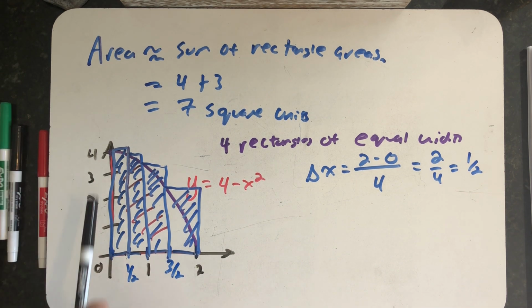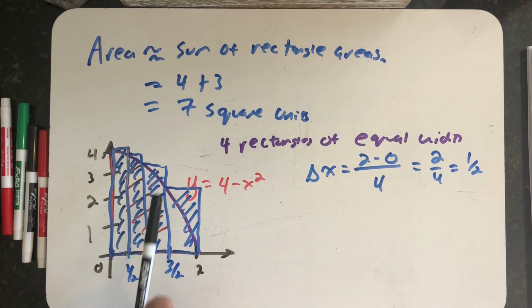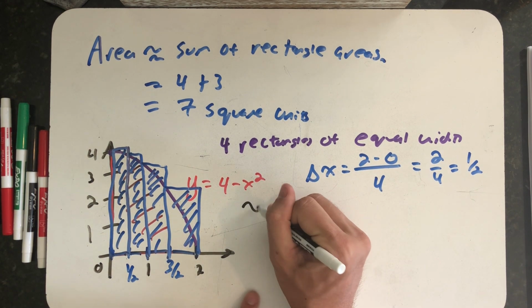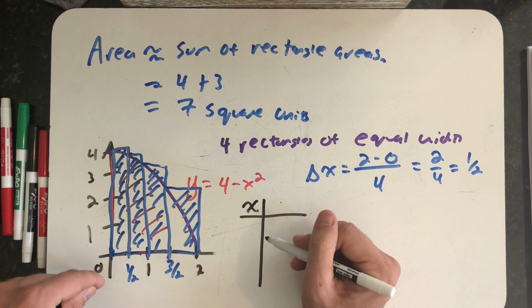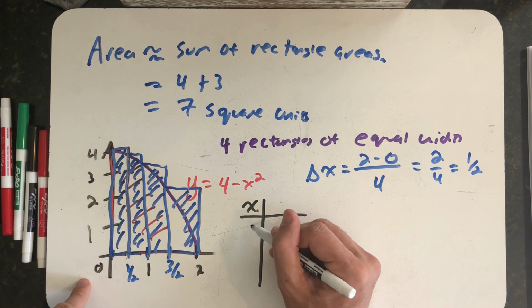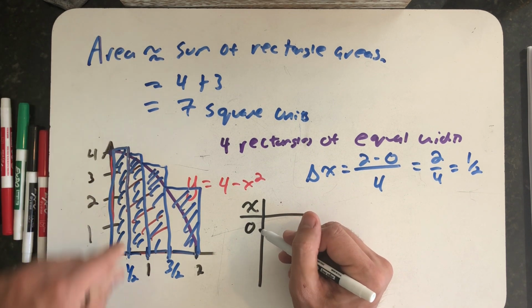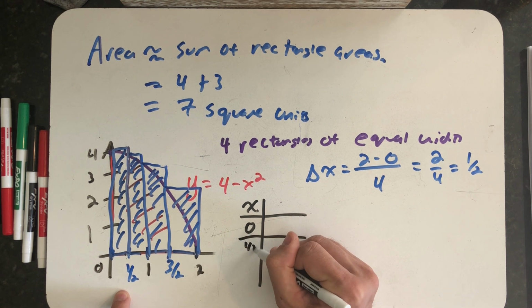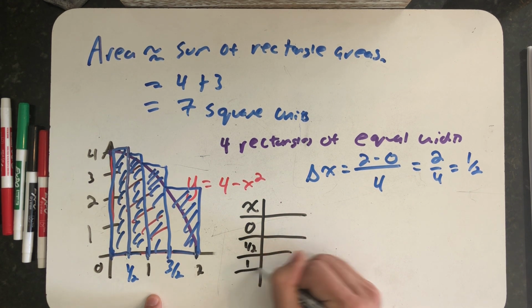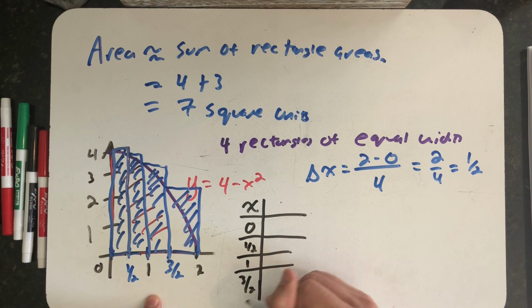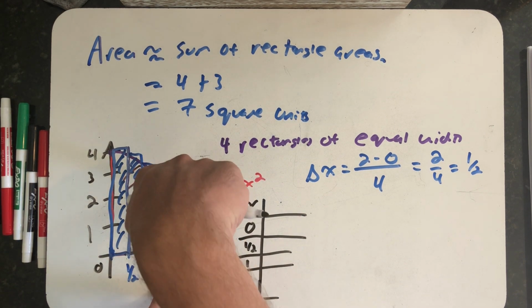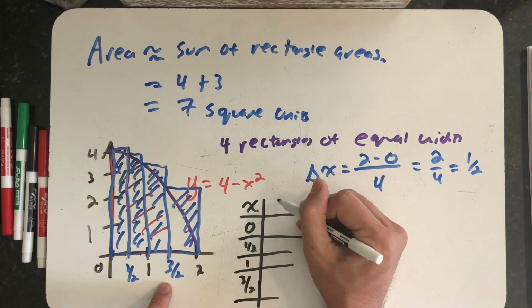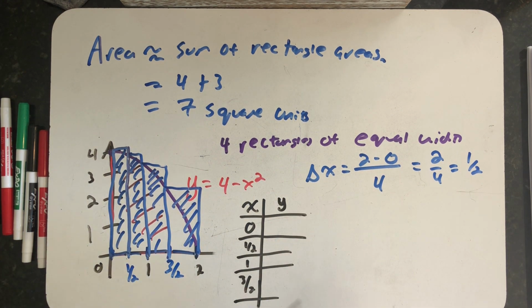So the height of these rectangles, again, those come from y values. So let's again fill in a table of values. I need this rectangle's height, and that happens when x is 0. This rectangle's height happens when x is 1/2, and so on. And I don't even need to worry about 2. There's no rectangle over there with that height. This last rectangle's height comes from x equals 3/2. And now I just need to calculate a y value by substituting into my original function.